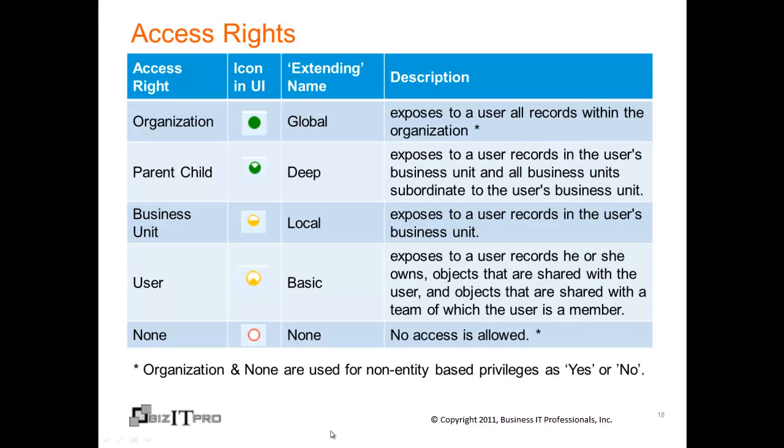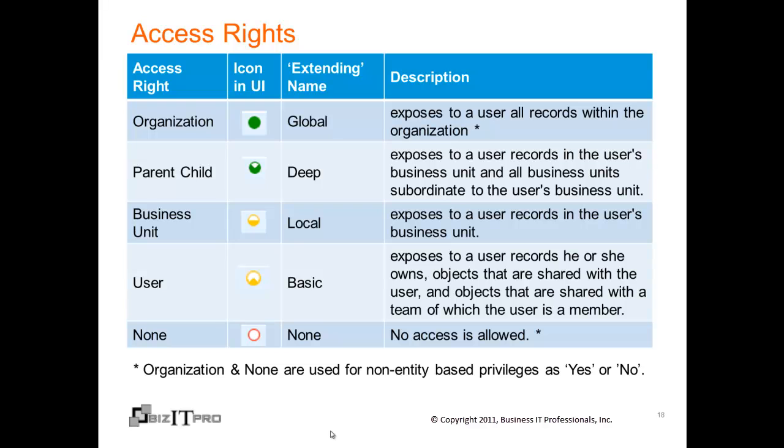Access rights. As you can see, there are 5 levels of access, from organizational down to none. Organizational access is also the equivalent of a yes for a non-entity based privilege, that yes, you have the right to do that. Basically, if you have organizational access to a particular right in an entity, it means that you have that right for all records within the organization, regardless of what business unit the user who owns it participates in.